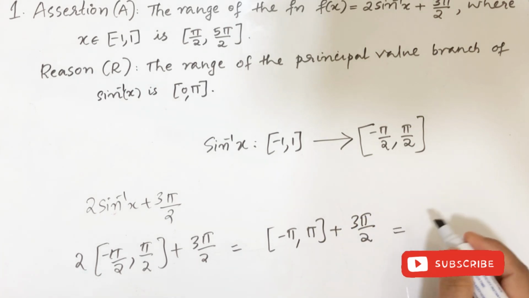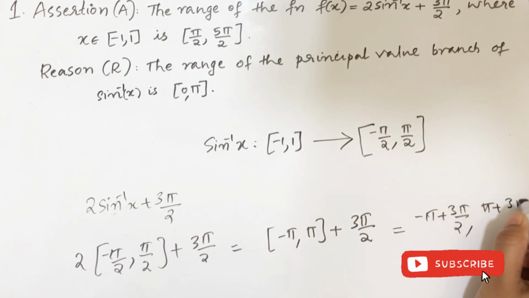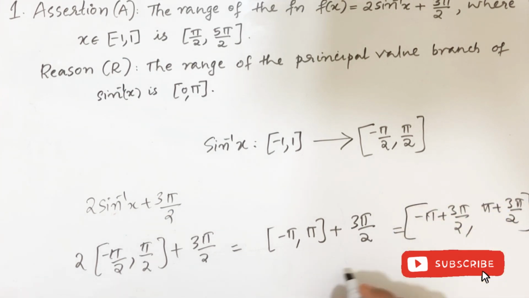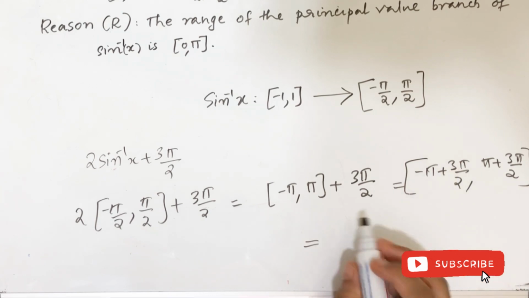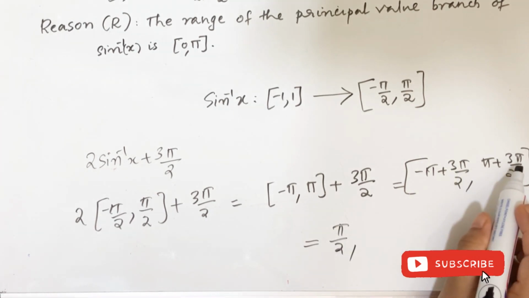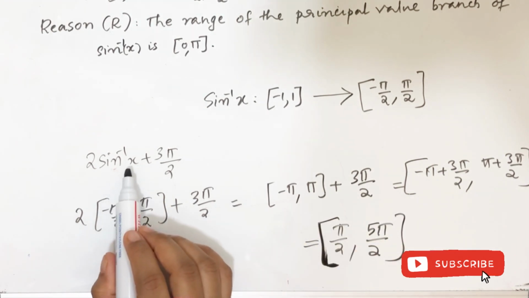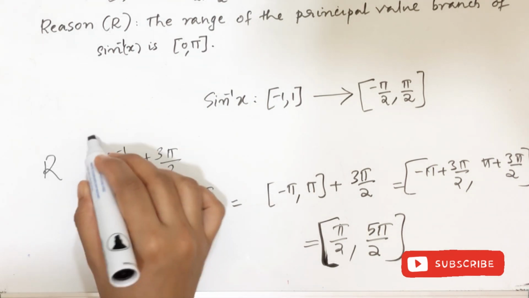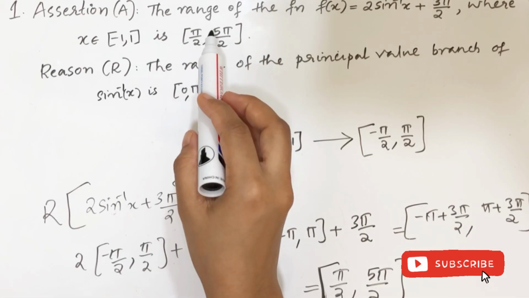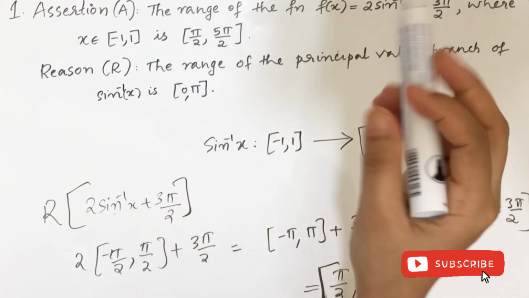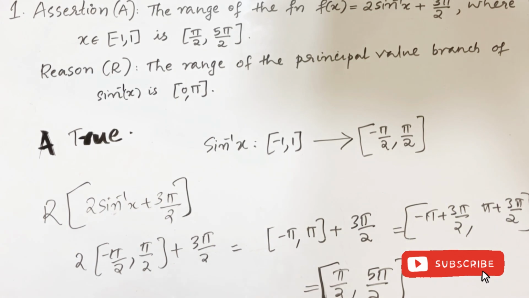So if we add 3 pi by 2, what will happen? Minus pi plus 3 pi by 2, pi plus 3 pi by 2, which is equal to minus 2 pi plus 3 pi, that is pi, pi by 2, 2 pi plus 3 pi, 5 pi by 2. So the range of this function 2 sine inverse x plus 3 pi by 2 is pi by 2, 5 pi by 2. It is given the same interval. So this is true. So assertion is true. Assertion is true.